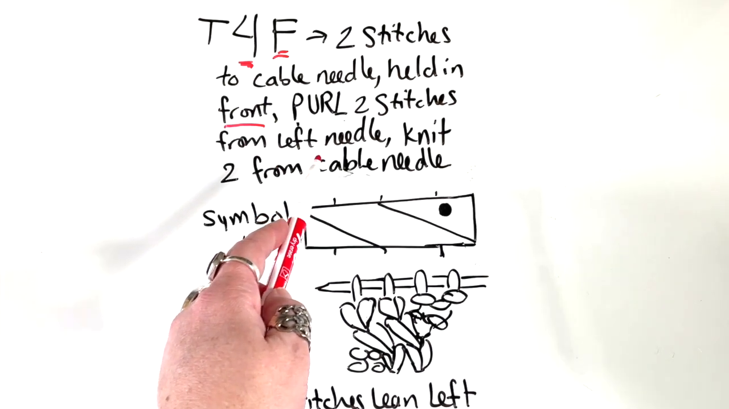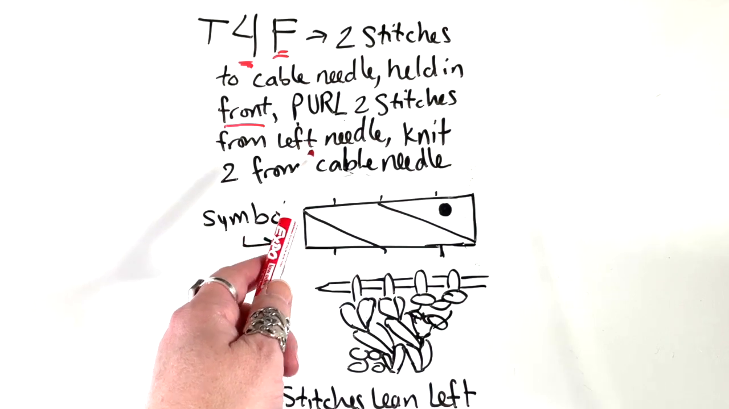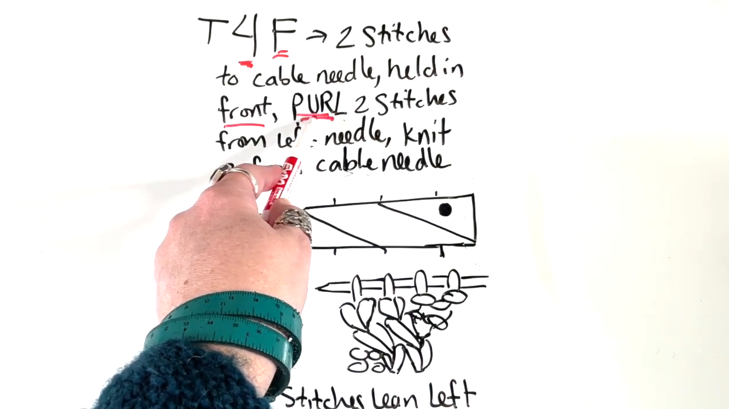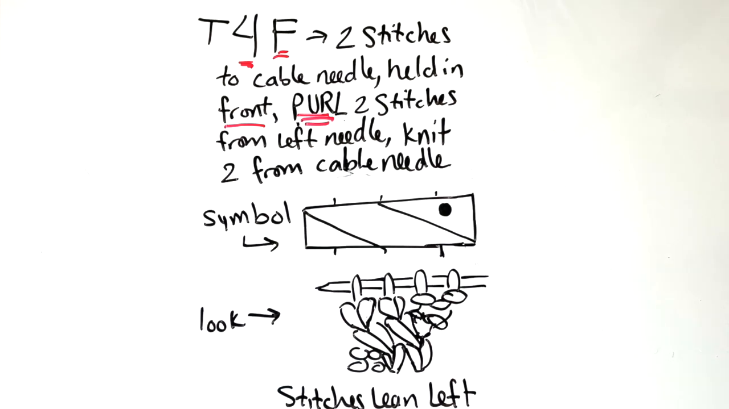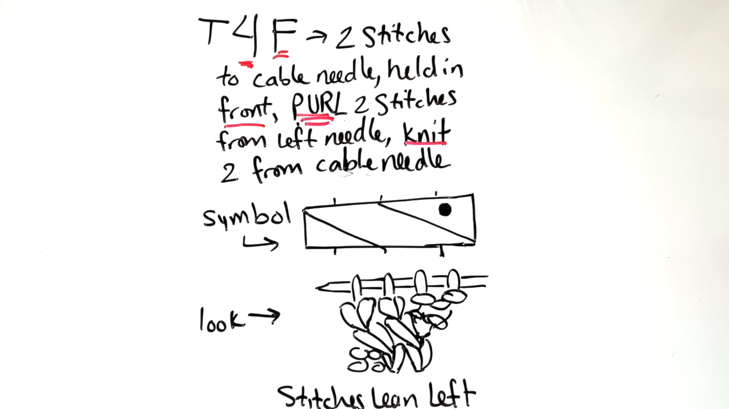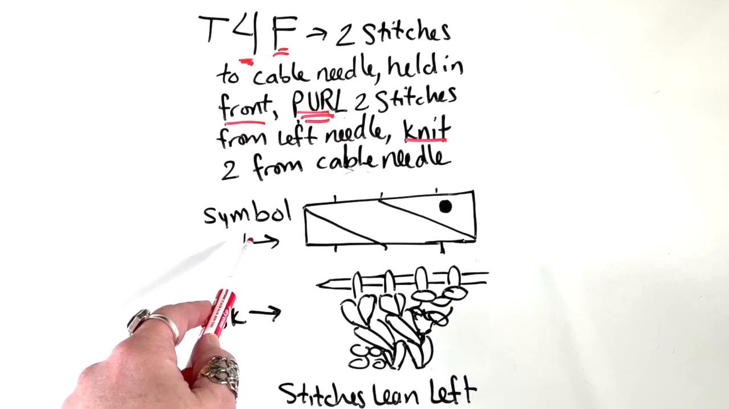So the next thing we want to do is the stitches in back, which happen to be the ones coming from our left needle this time. We want to immediately purl the 2 stitches from the left needle and then knit the ones from the cable needle. Again, the logic of this is the ones in front need to be knit. So here's the symbol for it.